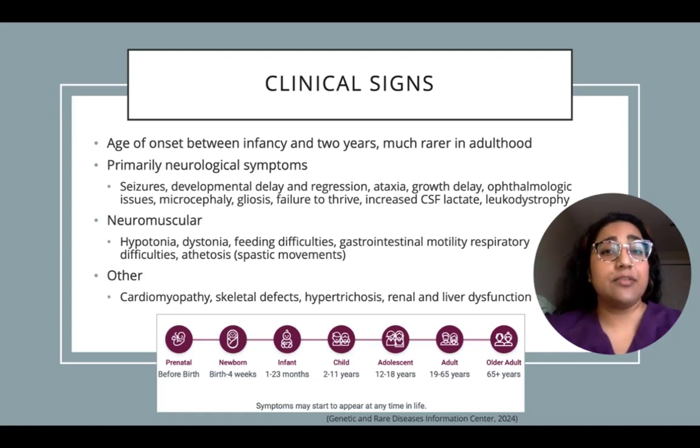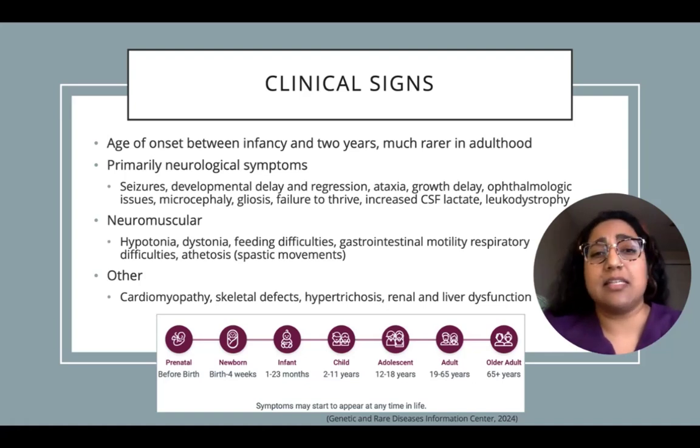Leigh syndrome is an inherited disorder, and it affects approximately 1 in 40,000 live births. Although it is considered a rare disorder overall, it is one of the most common mitochondrial diseases. In affected individuals, signs of LS are typically apparent in infancy and at the latest by age 2, although there have been rare instances of LS onset in teens and adults.